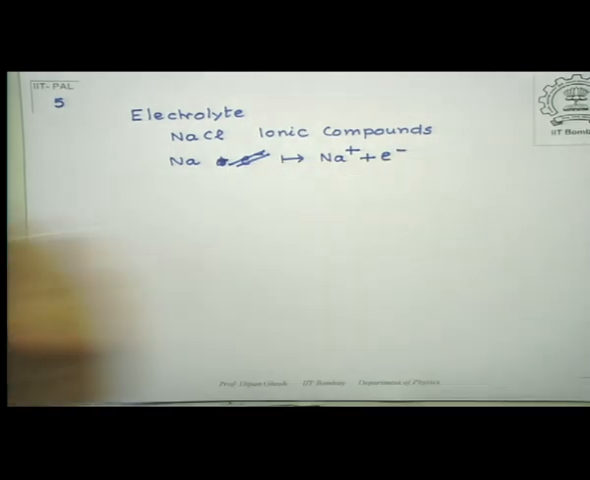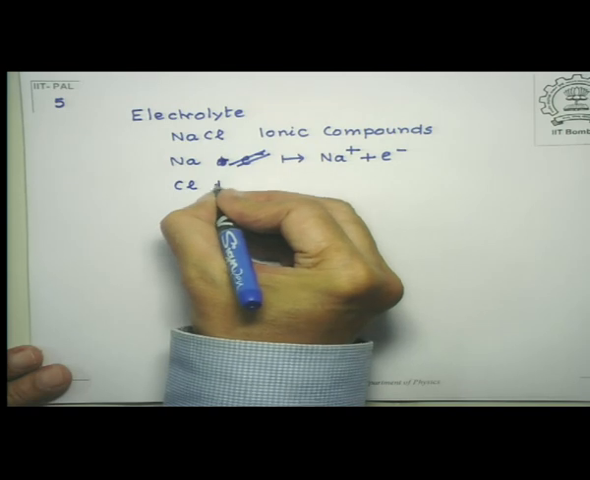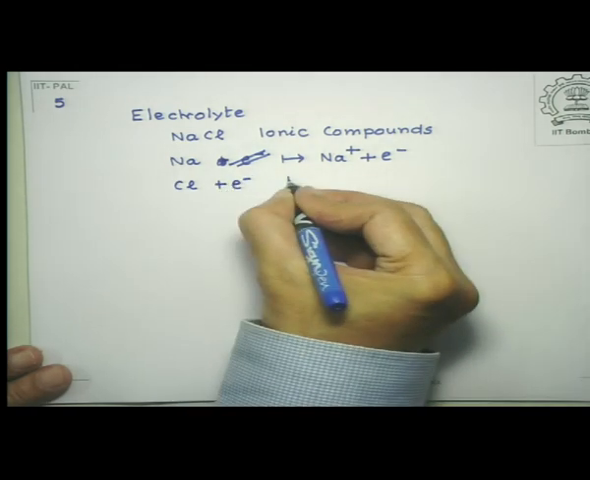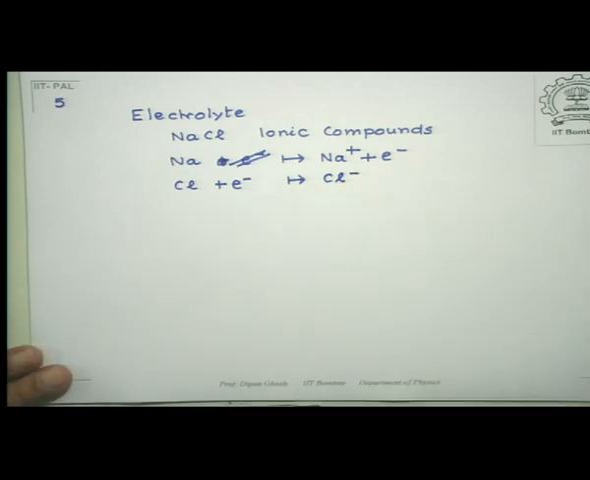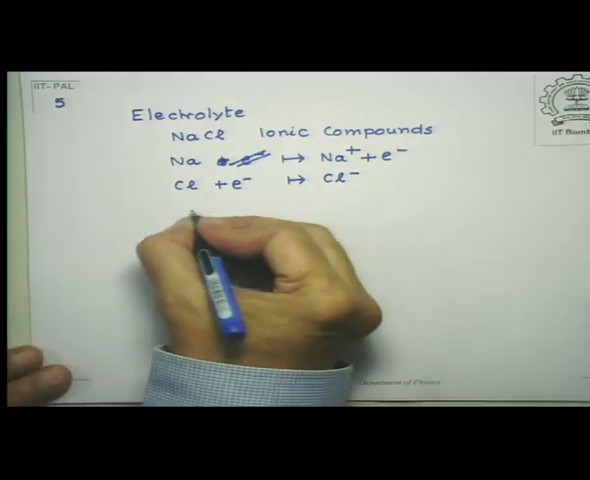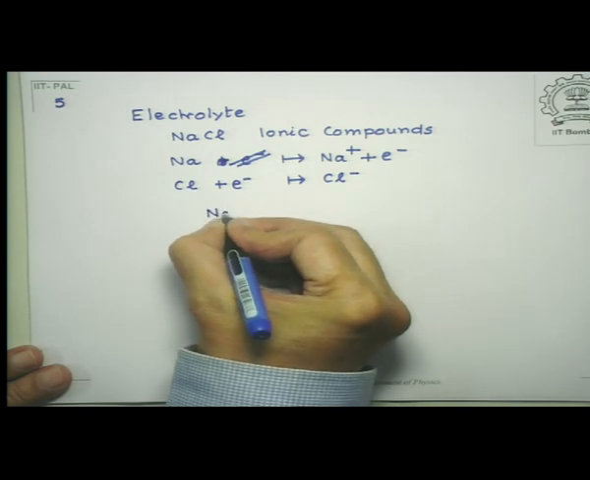Now, this electron that is there is easily attracted by chlorine. So, chlorine very readily agrees to accept this electron in its valence shell, and so the chlorine accepts the electron and becomes a negatively charged chlorine ion. So therefore, what happens in a sodium chloride solution is that instead of sodium chloride together as atoms, we have Na plus and Cl minus.